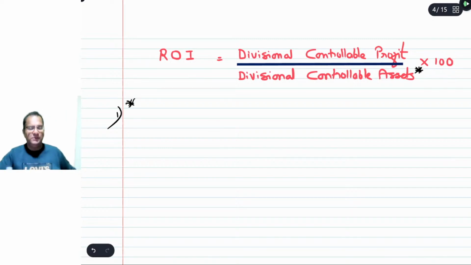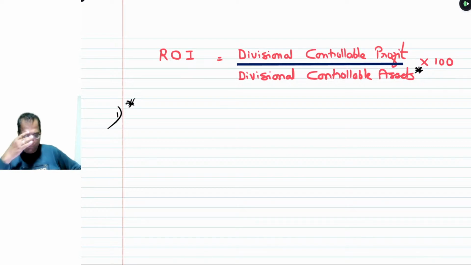Write down the very first point. The controllable asset consists of fixed asset and working capital. Working capital is current asset minus current liability.